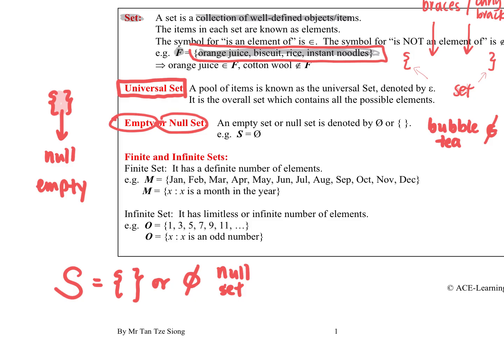There are 12 months, a finite set. An infinite set would be all the odd numbers you can think about in the world. Odd numbers can go all the way to as big as a number you can imagine, so this is an infinite set. This is finite, you can count it. So just know all these.